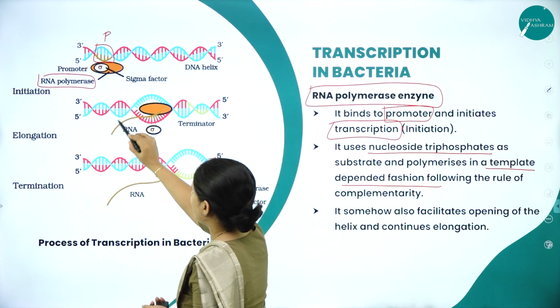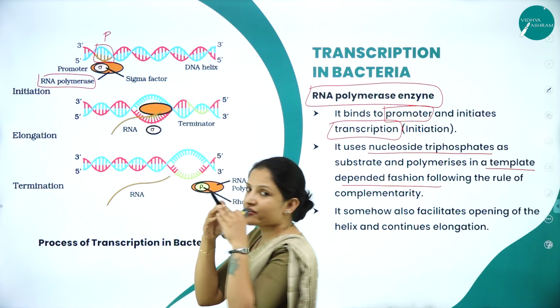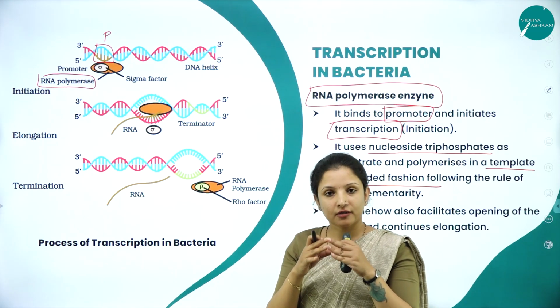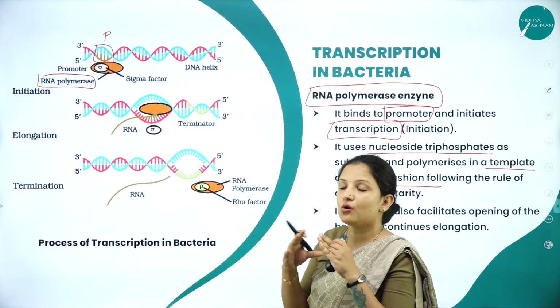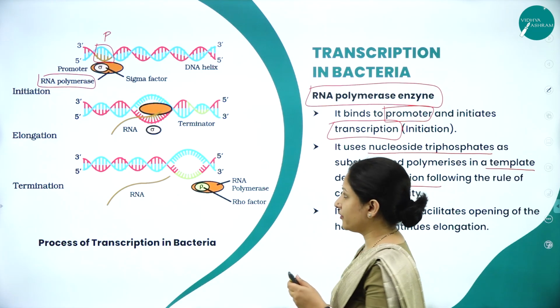As and when the complementary mRNA strand is getting formed, the helix should open, because if the DNA is still coiled or in the form of a helix, then the transcription will not take place. So it has to open or get separated. That is the function of the RNA polymerase enzyme.